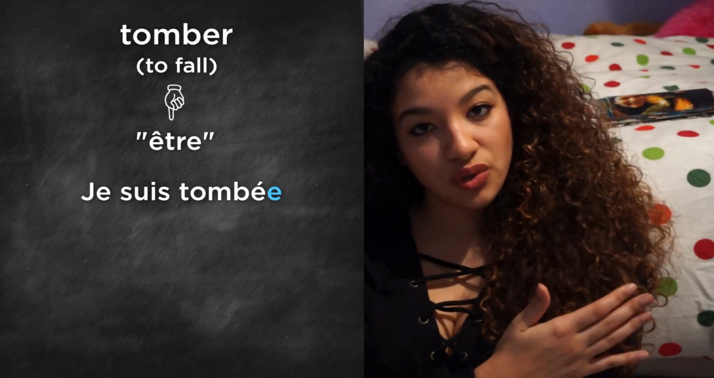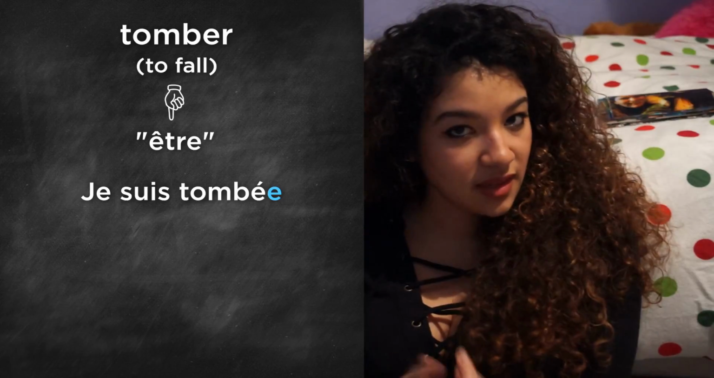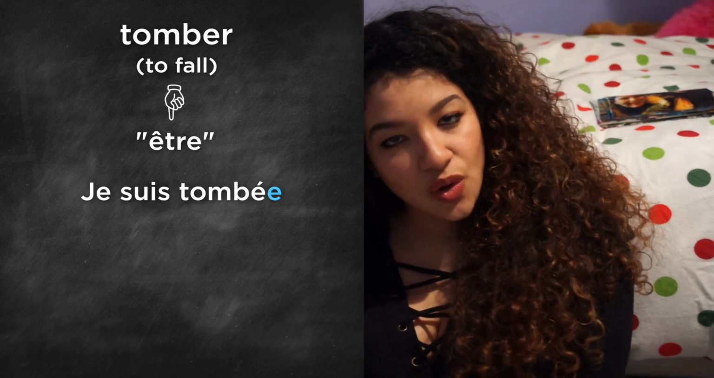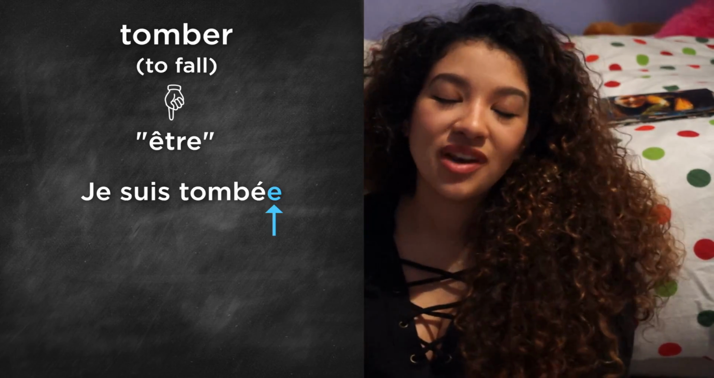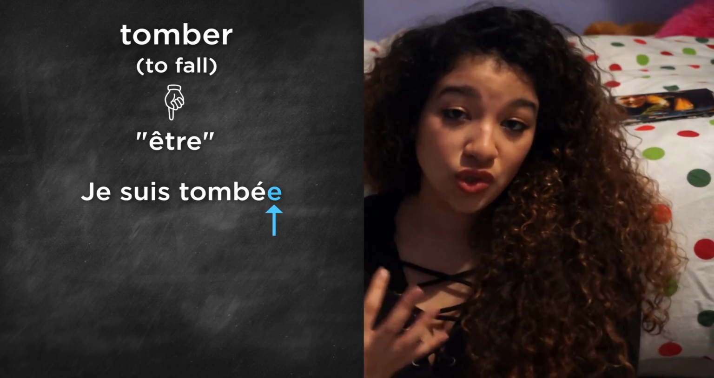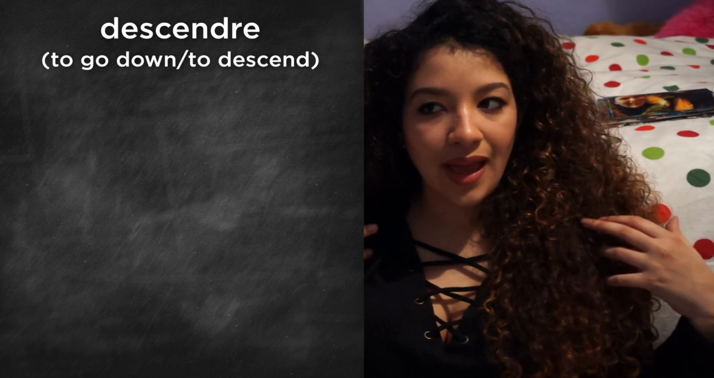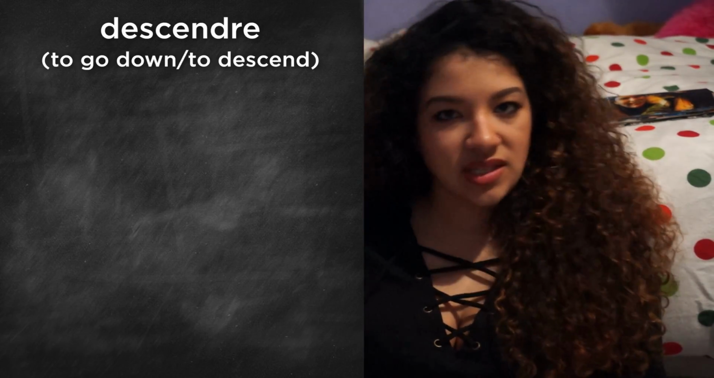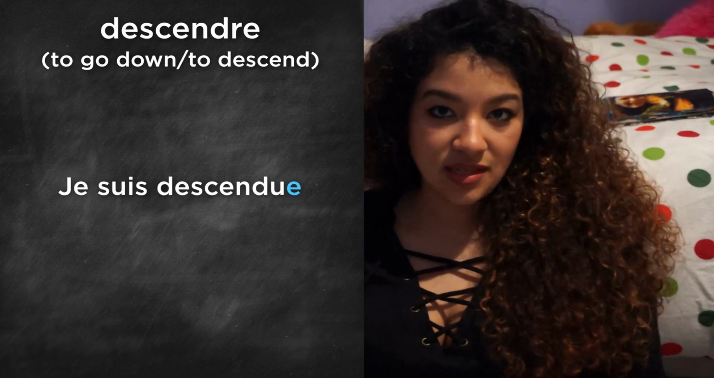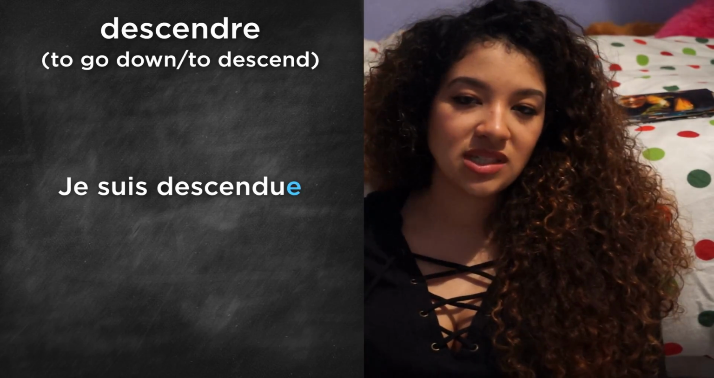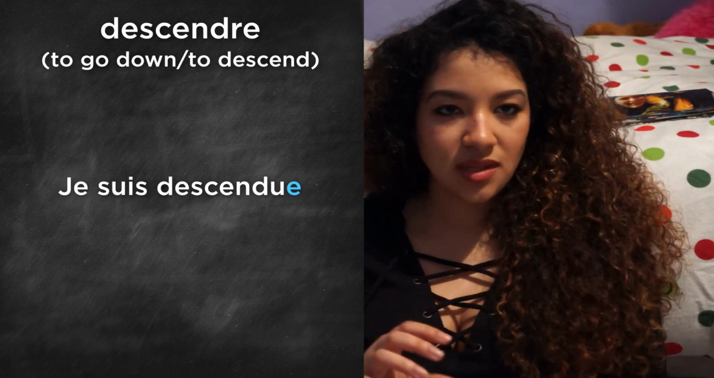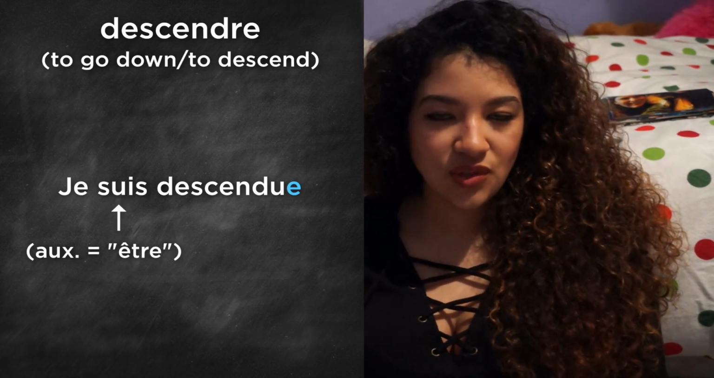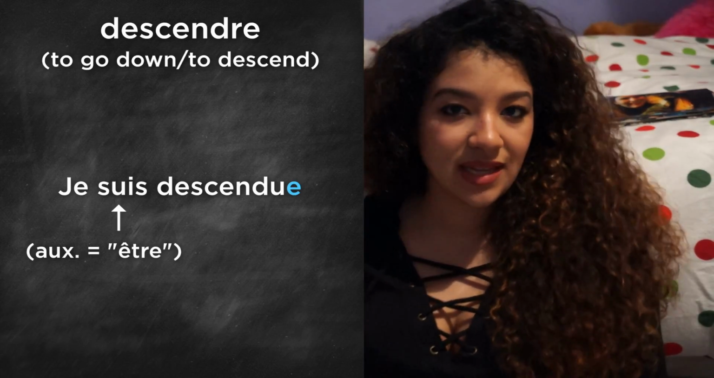And now let's try one of those Van der Tramp verbs. So for example, tomber is a Van der Tramp verb, so you use être. Je suis, être as the auxiliary. Tomber, T-O-M-B, E accent aigu. And I would put another E at the end because I'm a girl. So, je suis tombée. With verbs like descendre, let's say I went downstairs, like I went down the stairs. Je suis descendu. So descendu is the past participle of descendre, and I would say je suis because descendre is a Van der Tramp verb, which means it uses être as the auxiliary.